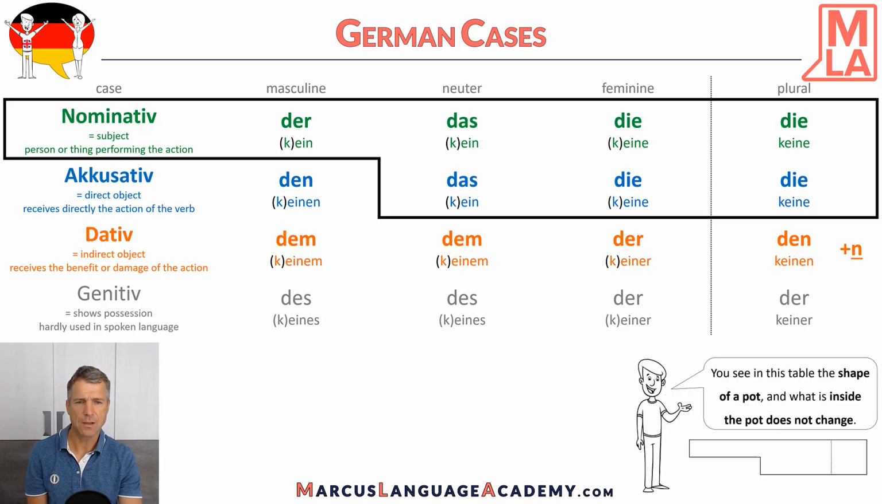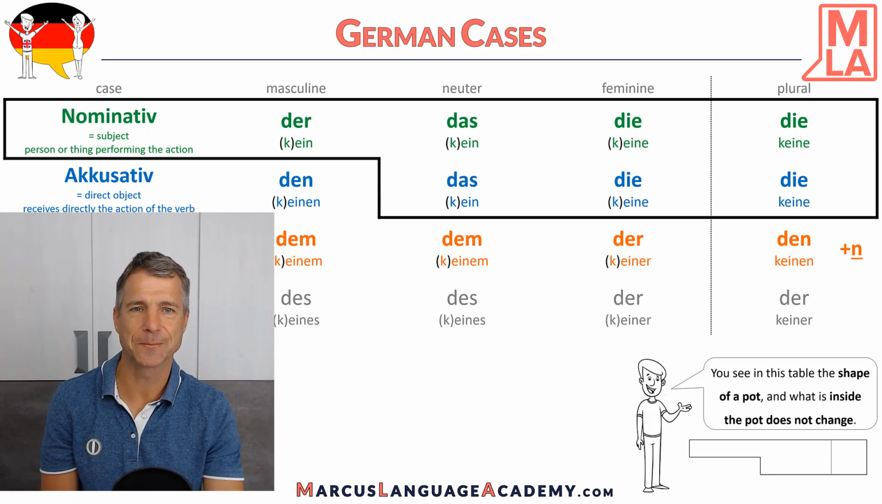Okay. What you see here, it's a kind of a pot shape. So what stays in the pot, no, there is no change of the articles. So remember a little bit the pot shape, what is outside the pot, like the masculine accusative changes, and also dative and genitive changes. So remember the pot shape, that will help you a lot to remember this table.